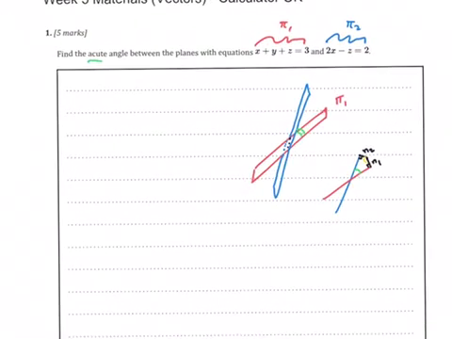Now let's do a little work with the mechanics of how to do this. Well, the normal of pi 1 will be equal to the coefficients of the plane's equation. So I'd have 1, 1, 1. And the normal of pi 2 would be the coefficients there, which would be 2, 0, negative 1. Notice there's no y component.